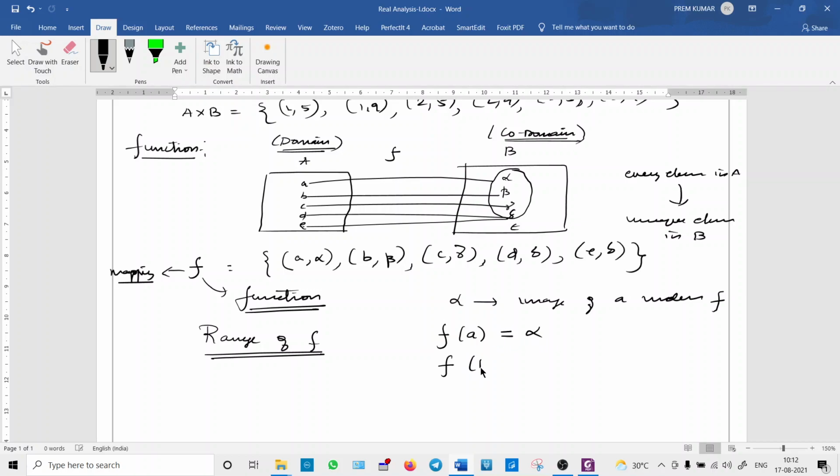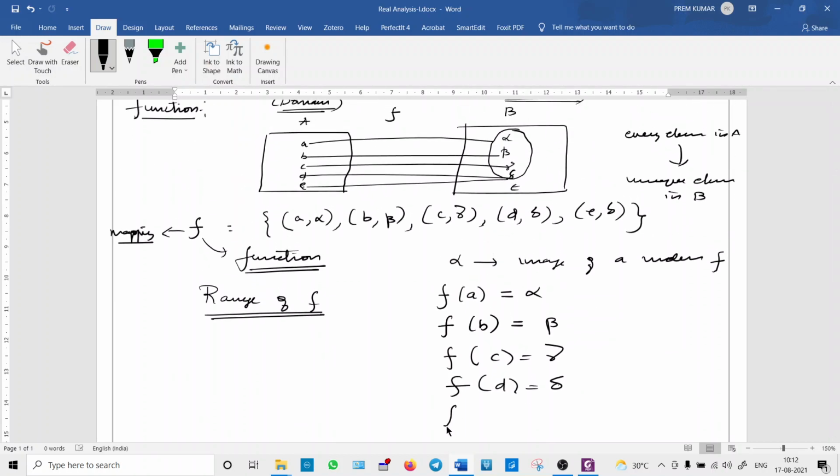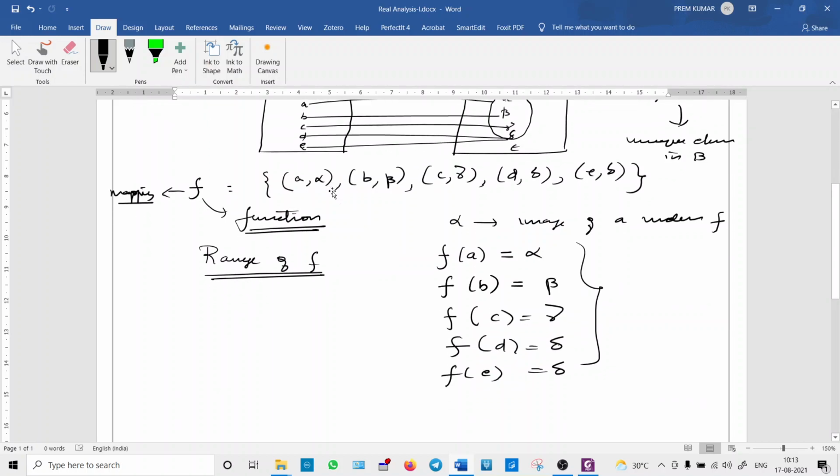So what is F of B? What is the image of B under the function F? Beta, according to the function I defined. What is the image of C? That is gamma. What is the image of D? Delta. And what is the image of E? That is also delta. So this is the definition of image. This is how we define it.